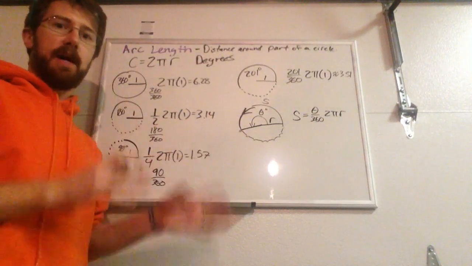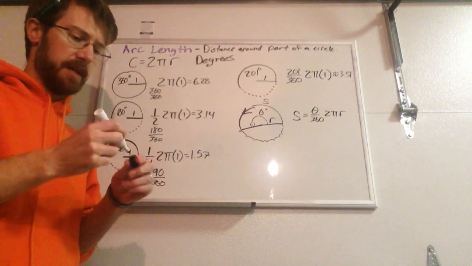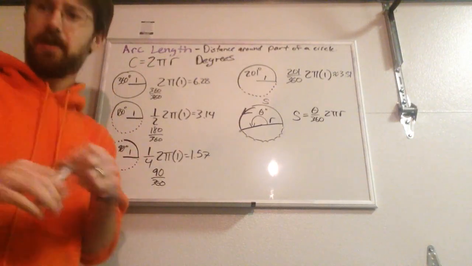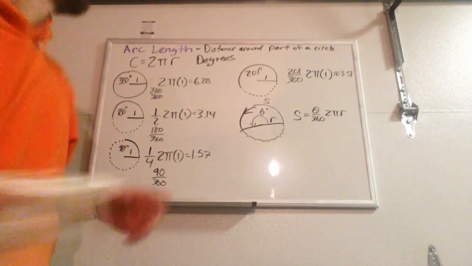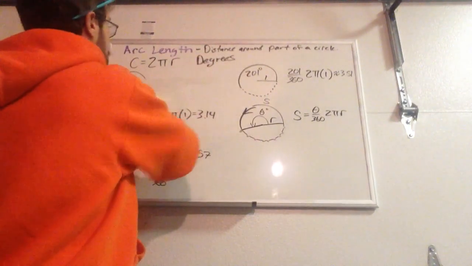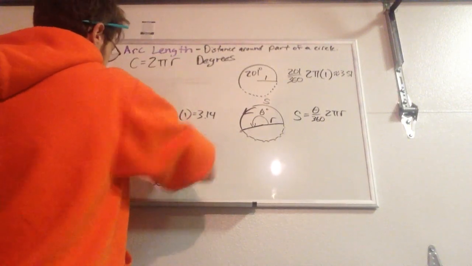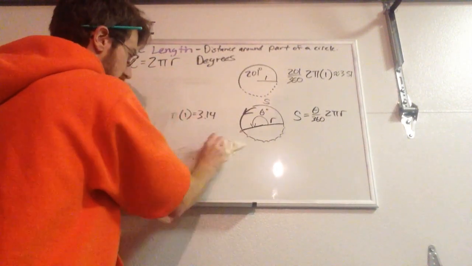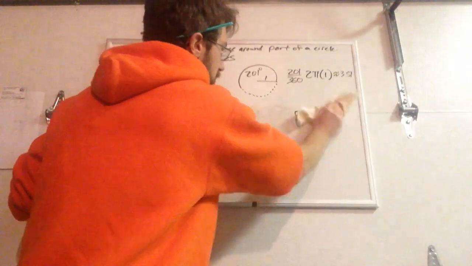Now, that is for degrees. It's a slightly different strategy for radians, but it's really kind of the same thing. We've already talked about radians in this class in a previous video, I believe. So I'm going to assume that we know what a radian is and how many radians are in a full circle for these next examples.